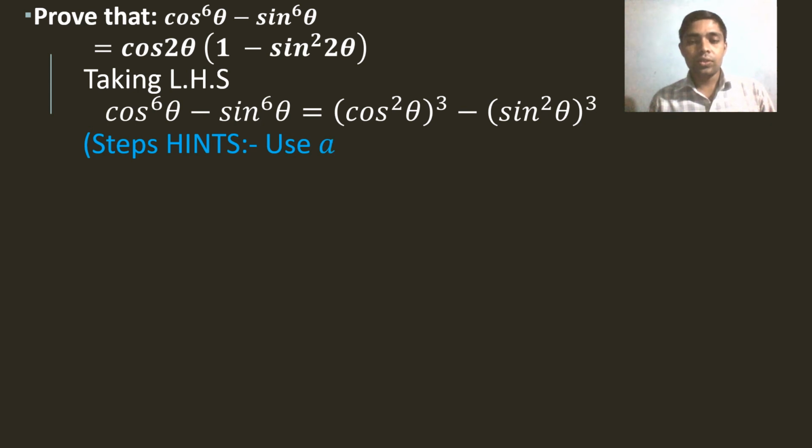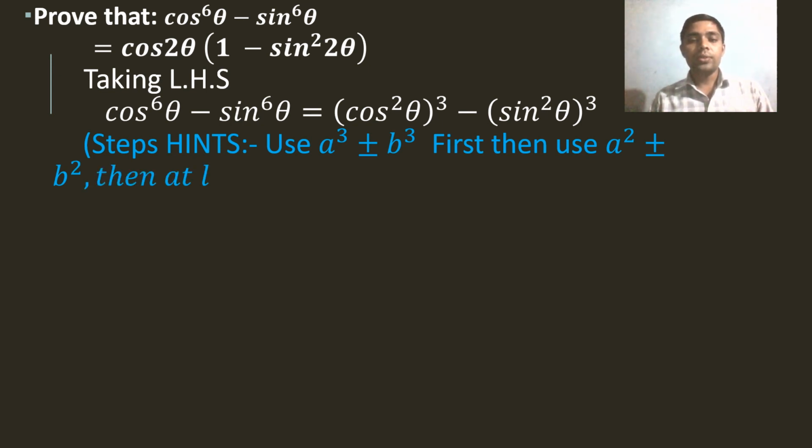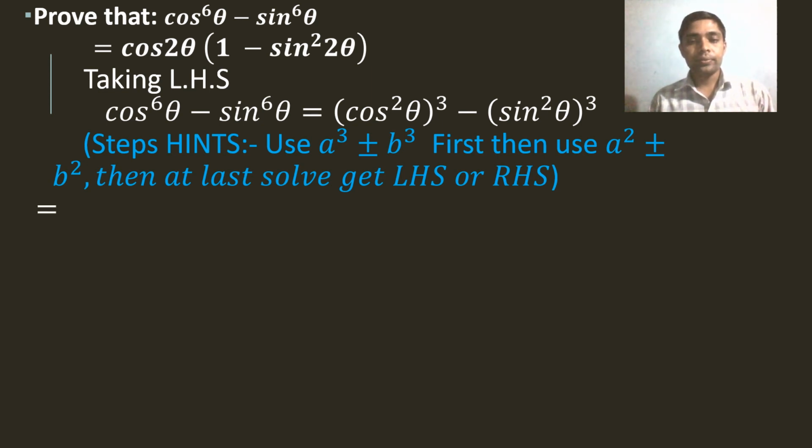First we will go through the algorithm, what we have to use when we get this form of questions to prove. First we have to convert into the form of a³ ± b³. Then we have to convert to a² ± b². After solving this, a³ ± b³ we will get again in the form of a² + b². Then at last we have to solve to get LHS or RHS accordingly, whichever we are taking.